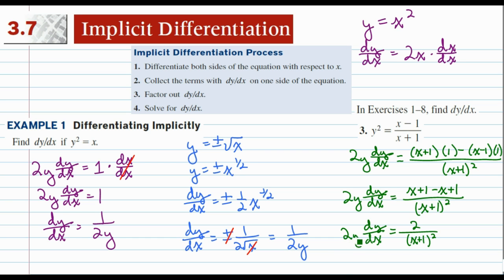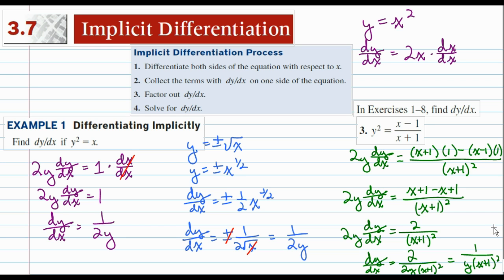And now I need to bring the 2y to the right side, and I'll get dy/dx all by itself. So I get that dy/dx equals 1 over y times (x plus 1) squared, which means this derivative is both a function of x and y. I would need to know both coordinates, x and y, to get the slope at any point.